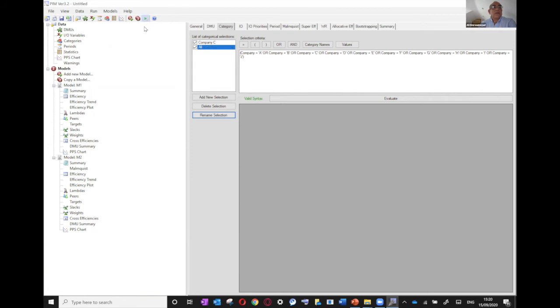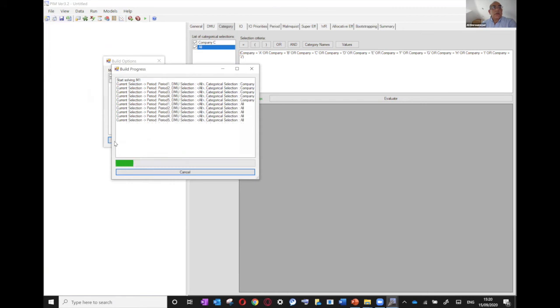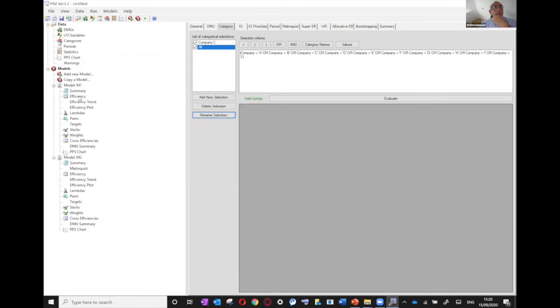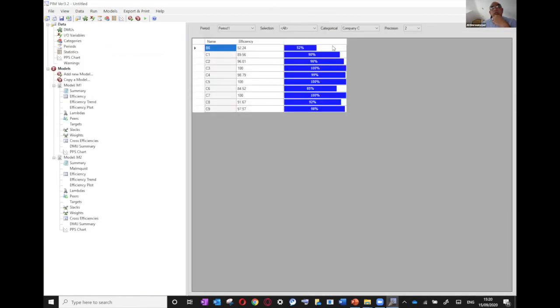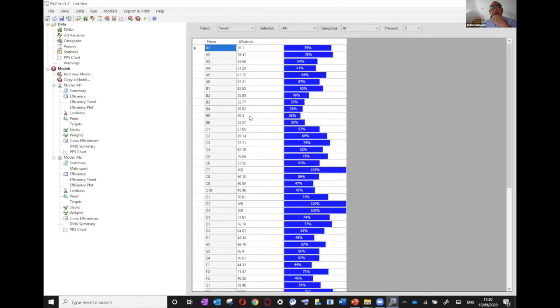So when you run model 1, obviously it goes through various models to run it. Now we can see the efficiency within company C because company C is selected here, and then also all companies, as you can see in here. This is for period 1, but then period 2, etc. All details can be found here.